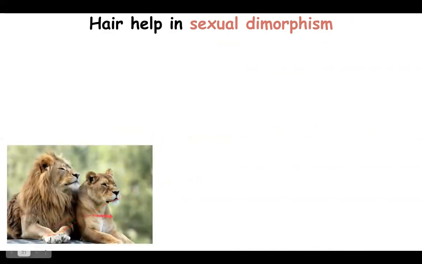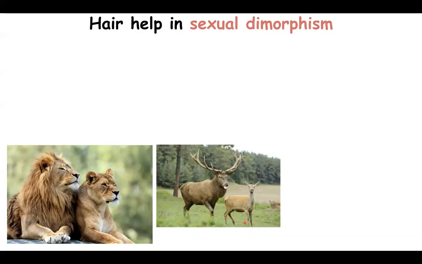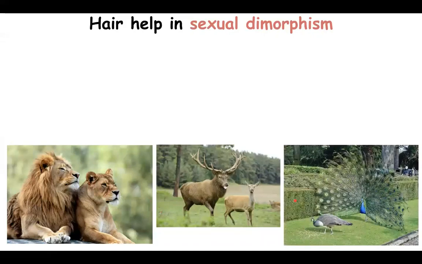For example, a lion and a lioness. A lion has a mane, a lioness has no mane. A buck and a doe. You can distinguish them with the antlers. The buck, that is, the male deer, will have antlers, the female will not have antlers. A peacock and a peahen. A peahen does not have the beautiful feathers which are found in a peacock. So these are examples where you can distinguish between males and females just by their physical appearance.